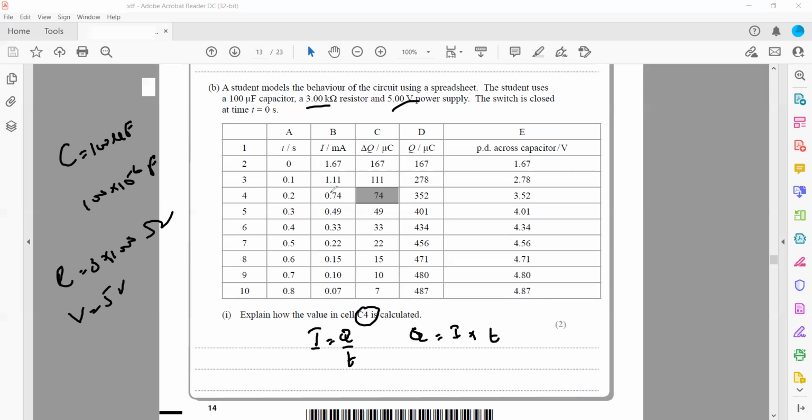The current through the capacitor is 0.74, and to calculate this charge, charge is current multiplied by time. So the current which is passing multiplied by the time interval, for how long that current is passed. So what is the time interval here? The time interval between each set of the result, delta t, is equal to 0.1. So how do we get this value? Charge is current multiplied by time.